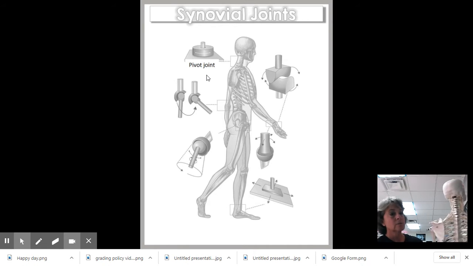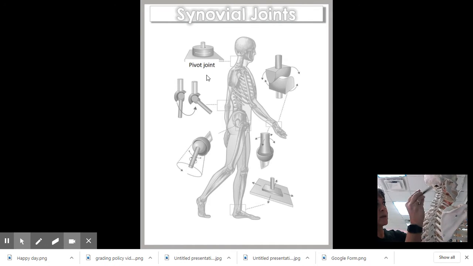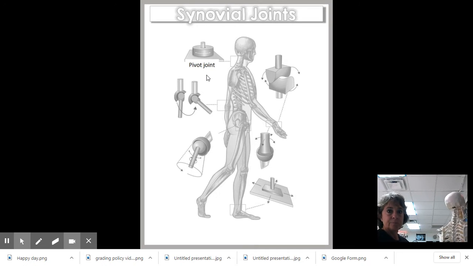Let's see if I can get him over here. Okay, you can't really see the neck joints, but I'm talking about these two, the first two vertebrae, the C1 and C2. Your ability to do this is because of that pivot joint that's between those two bones there.